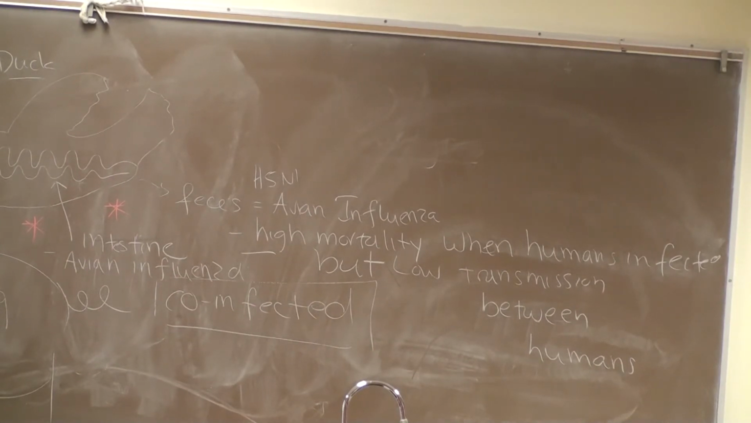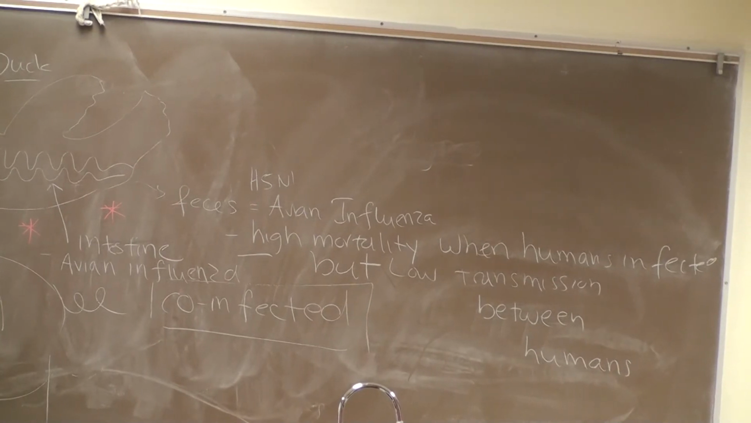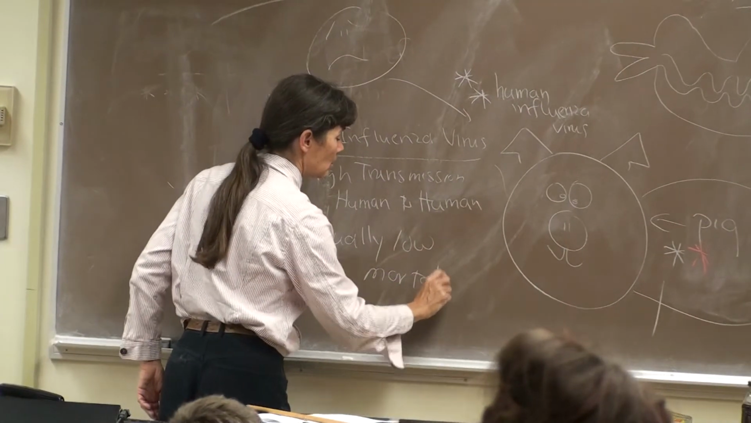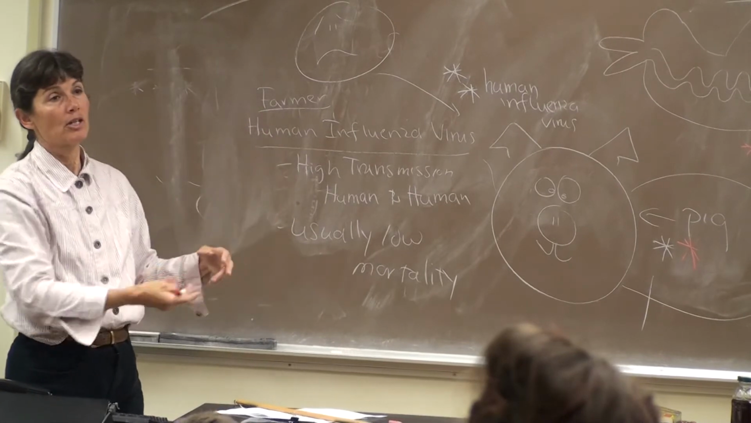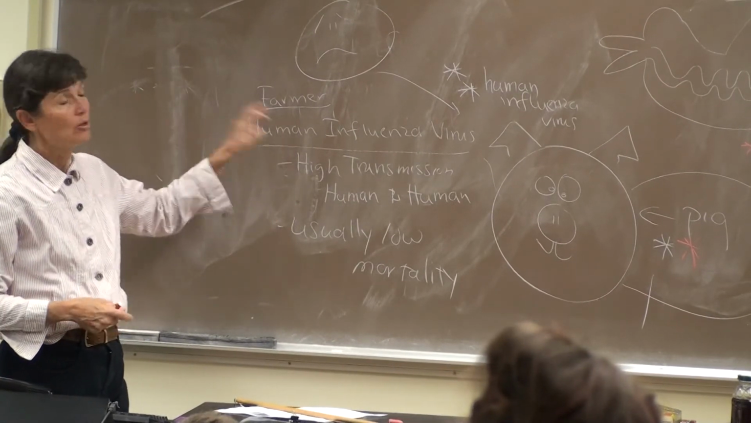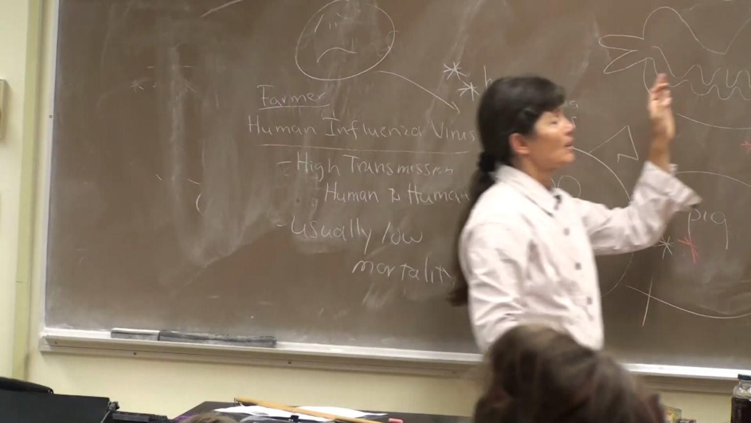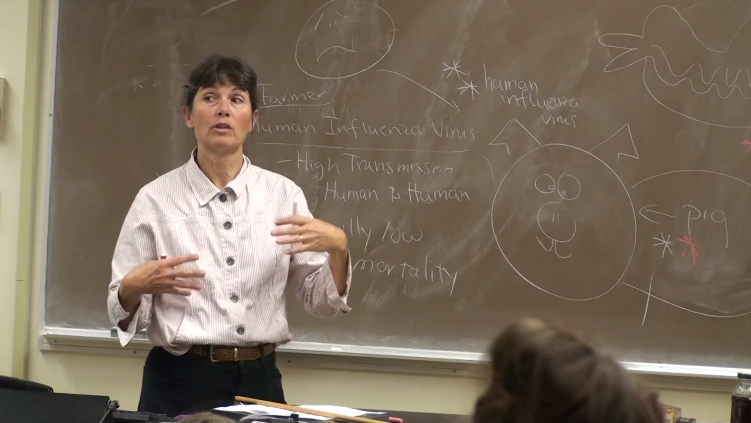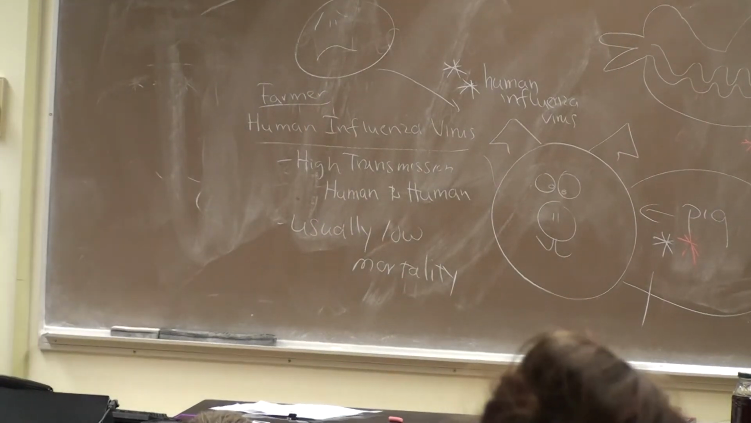Okay, so what about the human influenza strains? High transmission, human to human, but usually low mortality, right? Okay, so what could happen then if we combine genetic information from the human influenza virus, which has high transmission human to human, with the avian influenza, which has poor transmission human to human but has really high virulence? What are we worried about? What are we worried about with these recombinants?